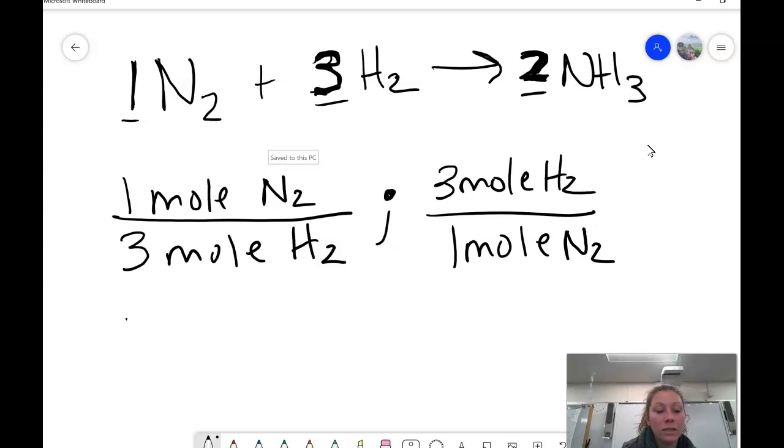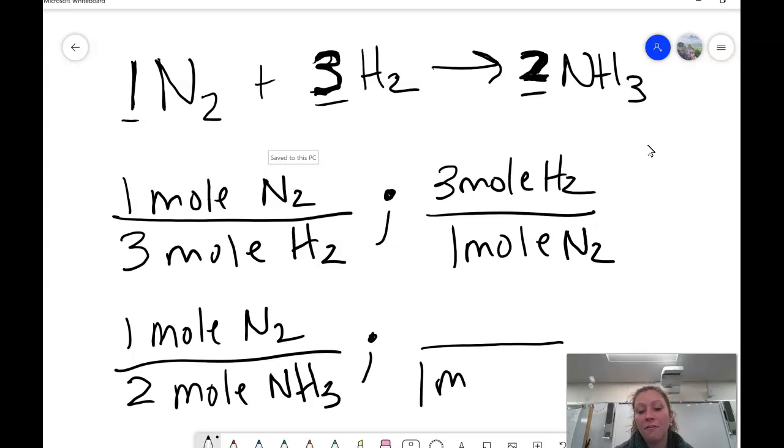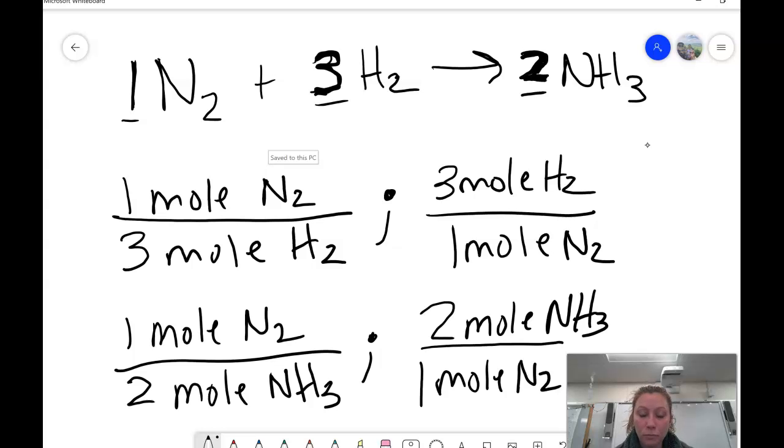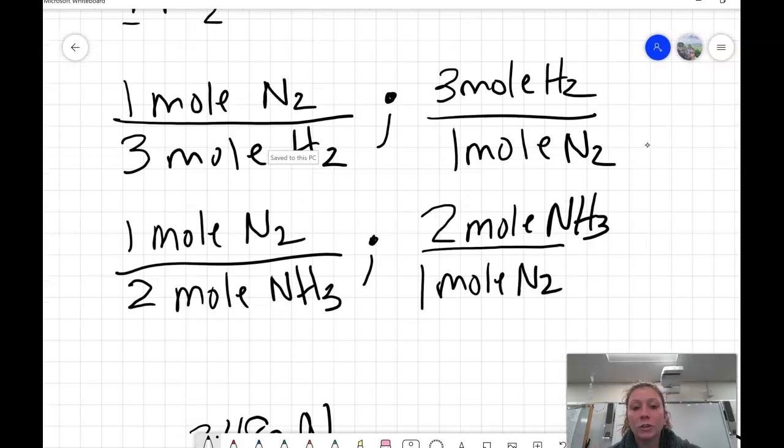Another one I might use is comparing nitrogen to ammonia, because maybe I want to know how much nitrogen I need for a certain amount of ammonia that I was able to produce. And if I flip that, it would be the opposite. If I have a certain amount of nitrogen gas, I want to see how much ammonia could be produced. Okay? And then lastly, the last ratio we're going to look at is between hydrogen and ammonia.